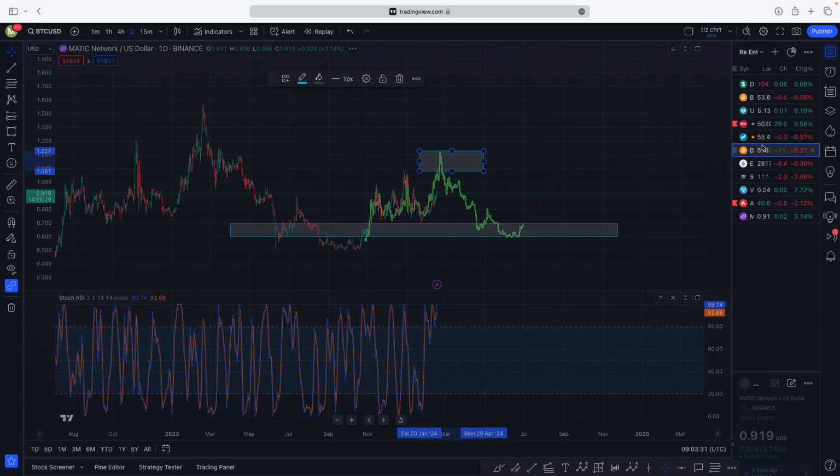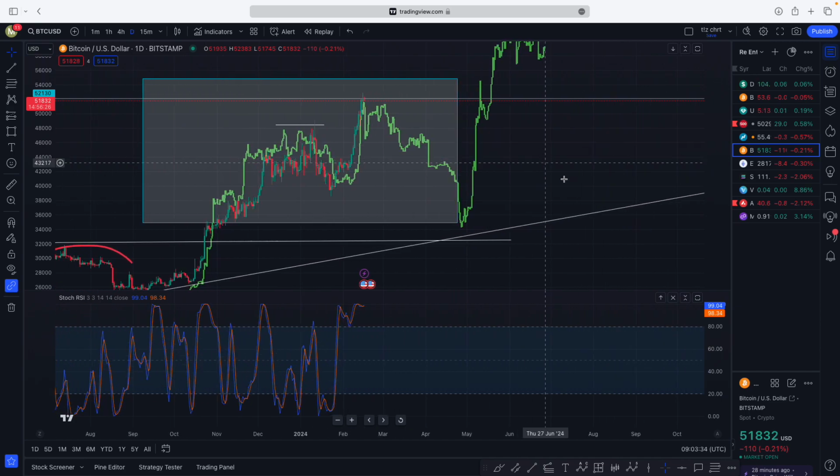So that's it for today, guys. Enjoy your day. This was a fractal analysis for Bitcoin.